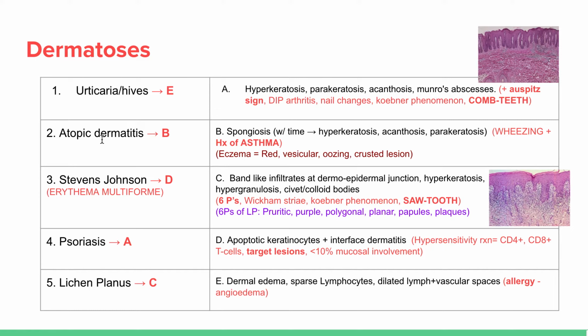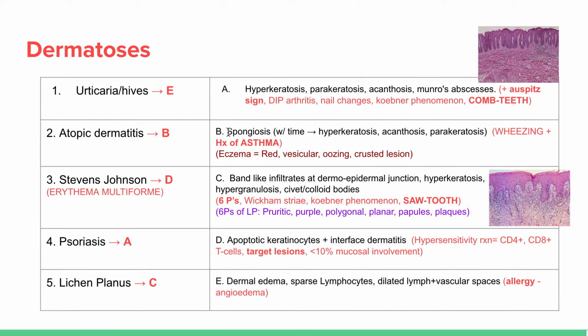Number 2 is atopic dermatitis. So usually people who present with atopic dermatitis also present with wheezing and a history of asthma. It's usually young kids, like 2 to 5 years of age. Okay, the atopic dermatitis rash is a type of eczematous rash, which is a red, vesicular, oozing, crusted lesion. So if they have eczema along with a history of asthma and wheezing, it's going to be atopic dermatitis.